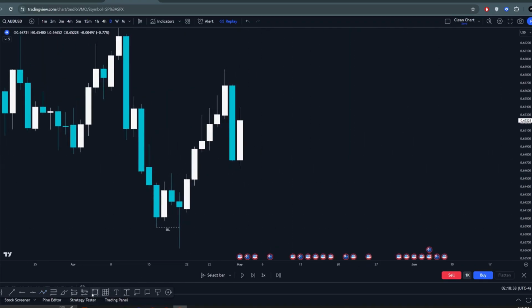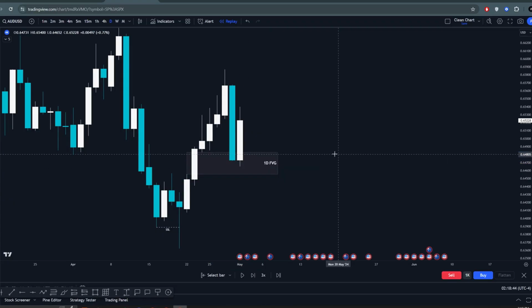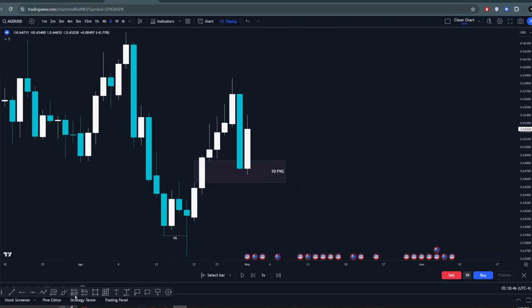Currently, we are inside this fair value gap right here. Let's mark it out. This is our daily fair value gap. Price went higher. We have here a retracement into this fair value gap, and now the price action is most likely to continue moving higher.